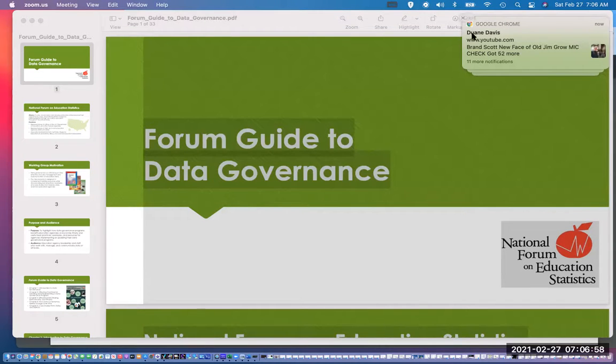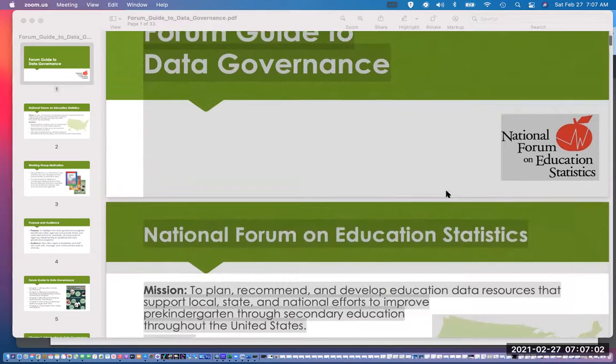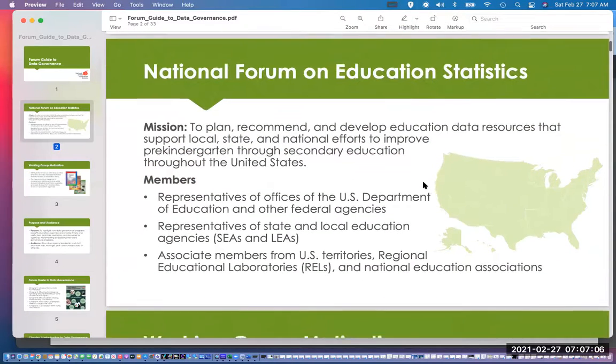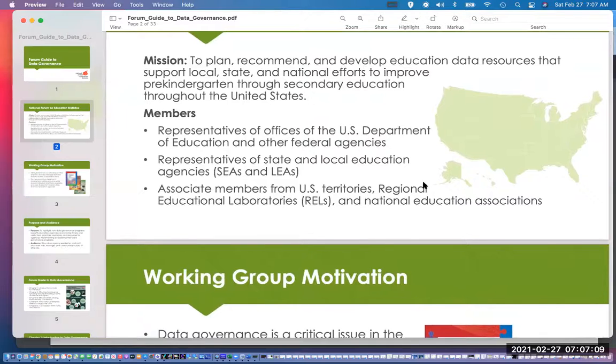throughout the United States. Members: representatives of offices of the U.S. Department of Education and other federal agencies, representatives of state and local education agencies, SEAs and LEAs, associate members from U.S. territories, regional educational laboratories, RELs, and national education associations.